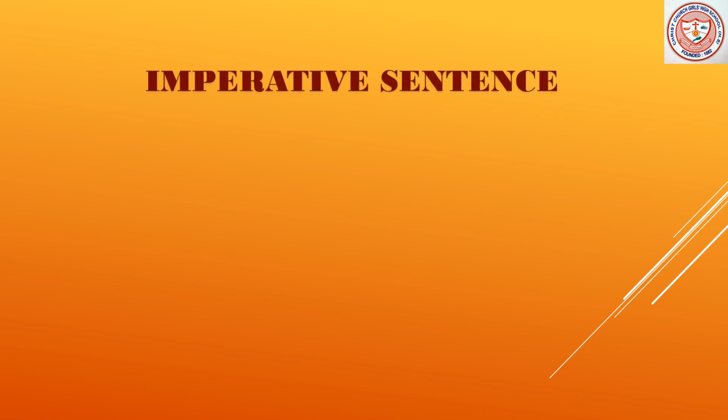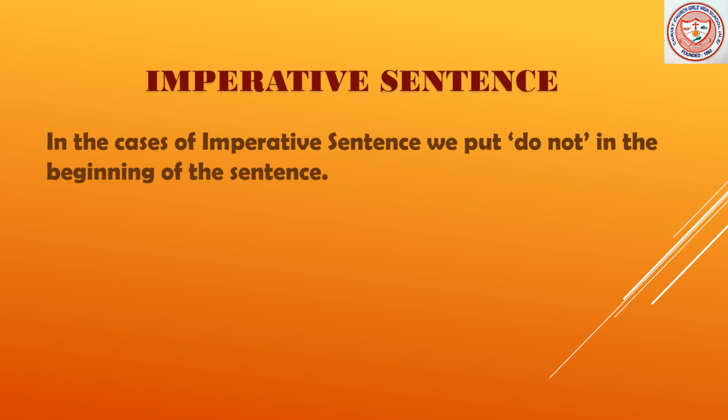Next, imperative sentence. In the case of imperative sentences, we put do not in the beginning of the sentence. That means imperative sentences can be started by using do not in the case of negative ones. So let's go through some examples.